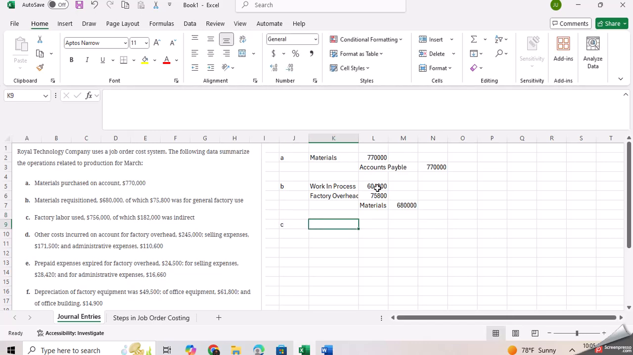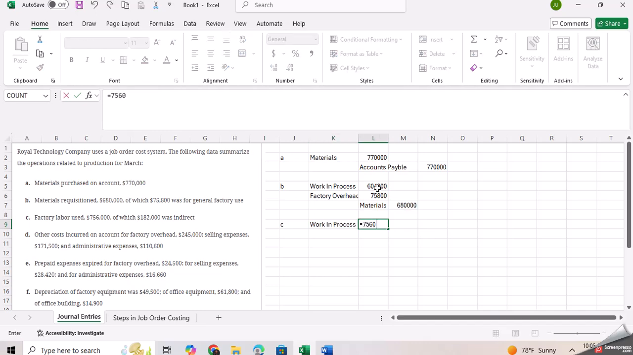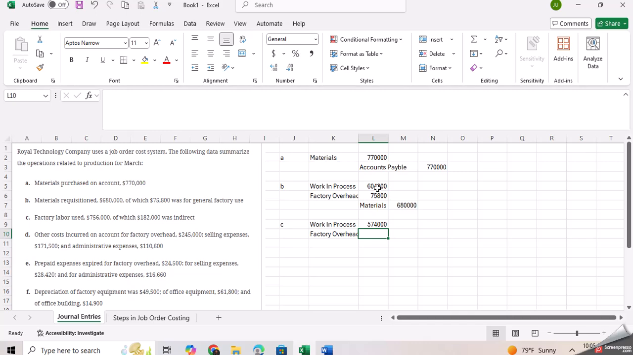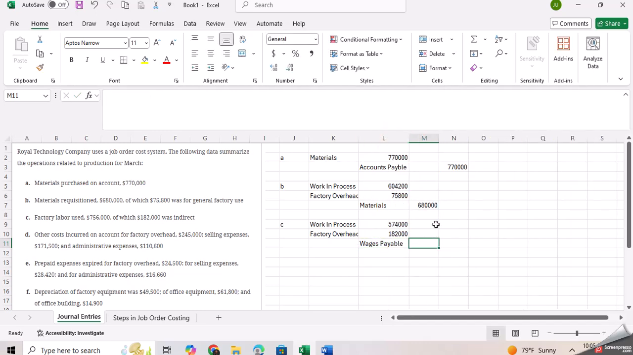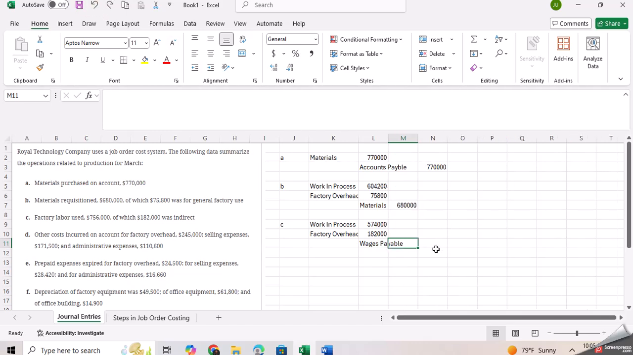Then C, factory labor is used, 756,000, of which $182,000 is indirect. So the direct goes into our work in process. So it's a similar thing. We're going to take the total and subtract the indirect. And then the indirect is going to go into factory overhead. And then the total is going to go into wages payable. Okay, and that total is the 756,000.